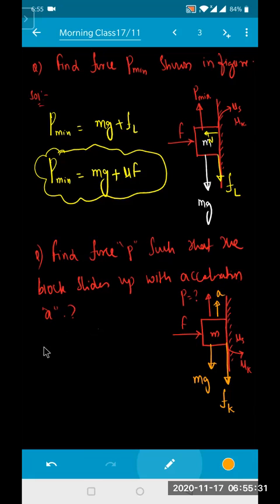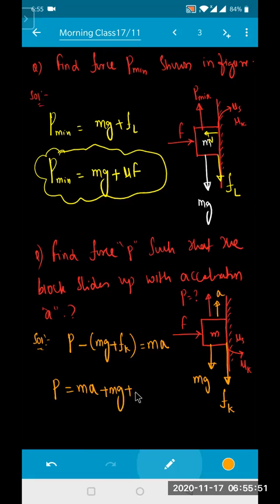So how do you write the equation? P minus mg plus kinetic friction in the downward direction is equal to M into A. So P is equal to M into A plus mg plus μk into Fk. Fk is how much? Fk is equal to μ into N. This N is nothing but equal to F. So μk is μ into capital F.